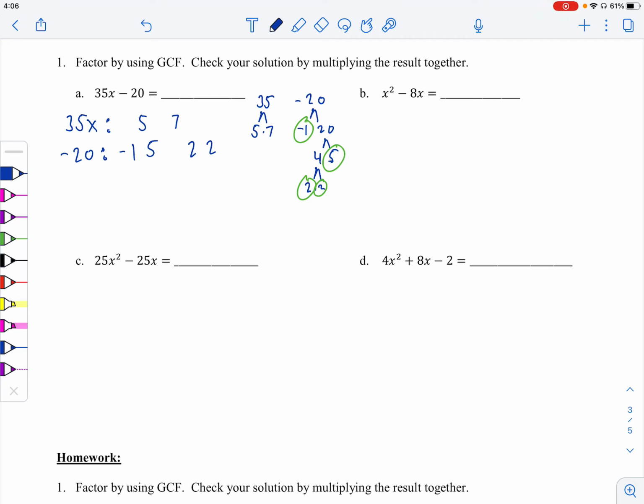Go for that top one. Top one has an x right there, with the 35x. Then we're going to identify what is common. So I just wrote it right here. The only thing common is a 5. So 5 is the GCF.